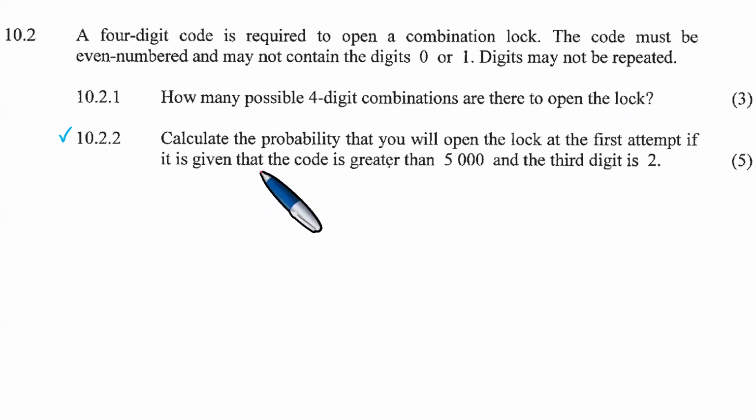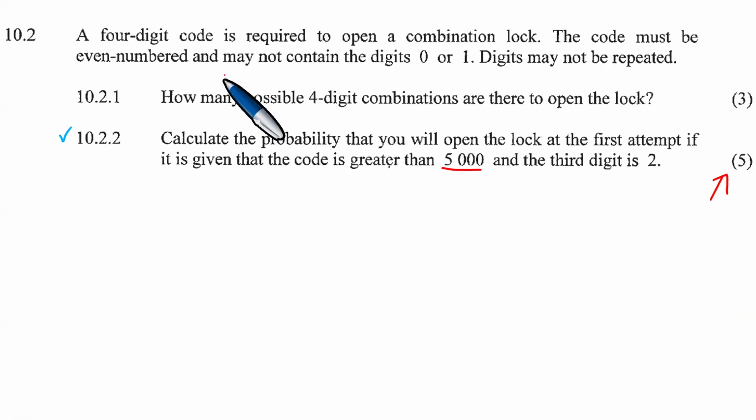If it is given that the code is greater than 5,000, you need to guess the code to open the lock. But they're giving you a hint. They're saying the code is greater than 5,000 and the third digit is 2. Calculate the probability that you'll open the lock at first attempt. It's 5 marks, and I'm giving you 2 minutes.